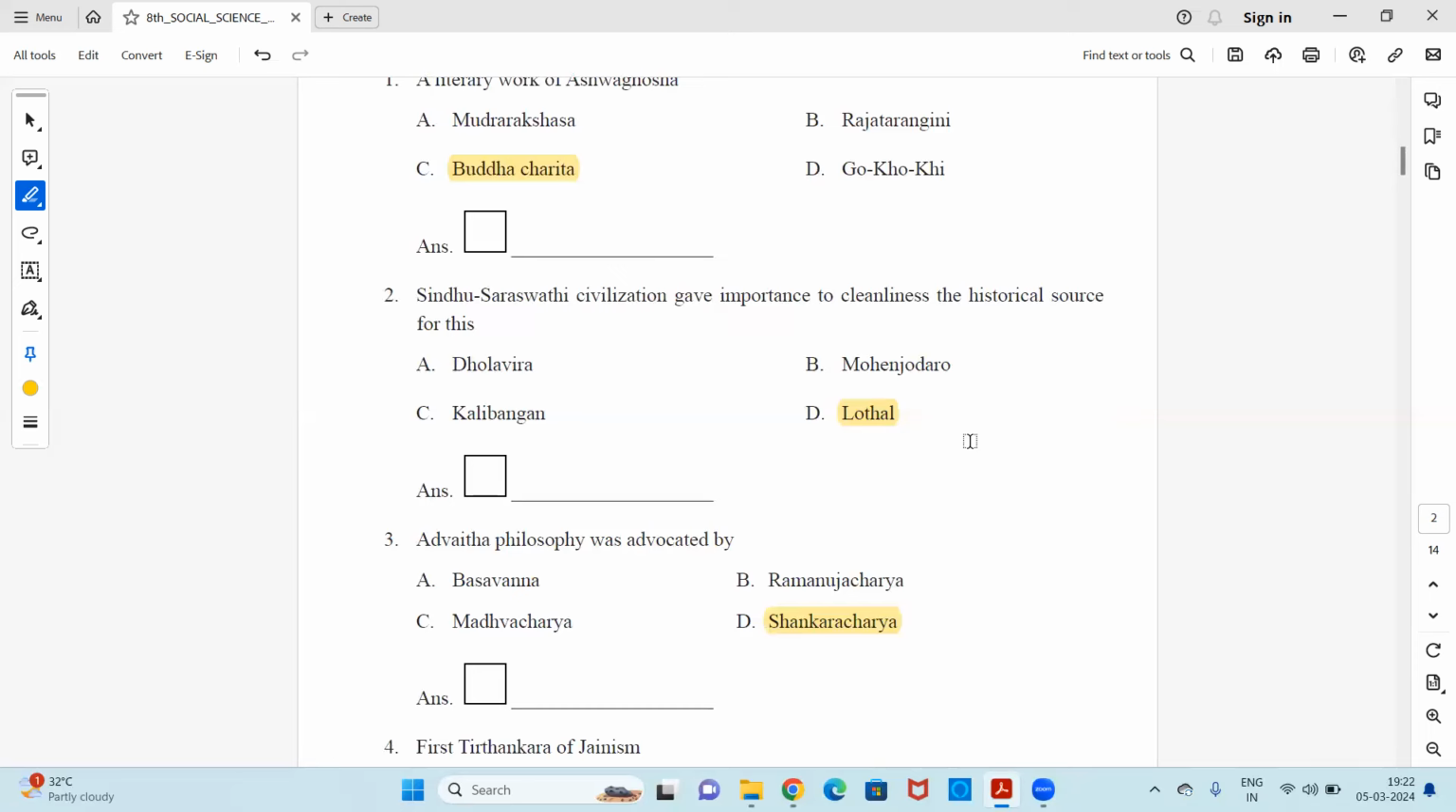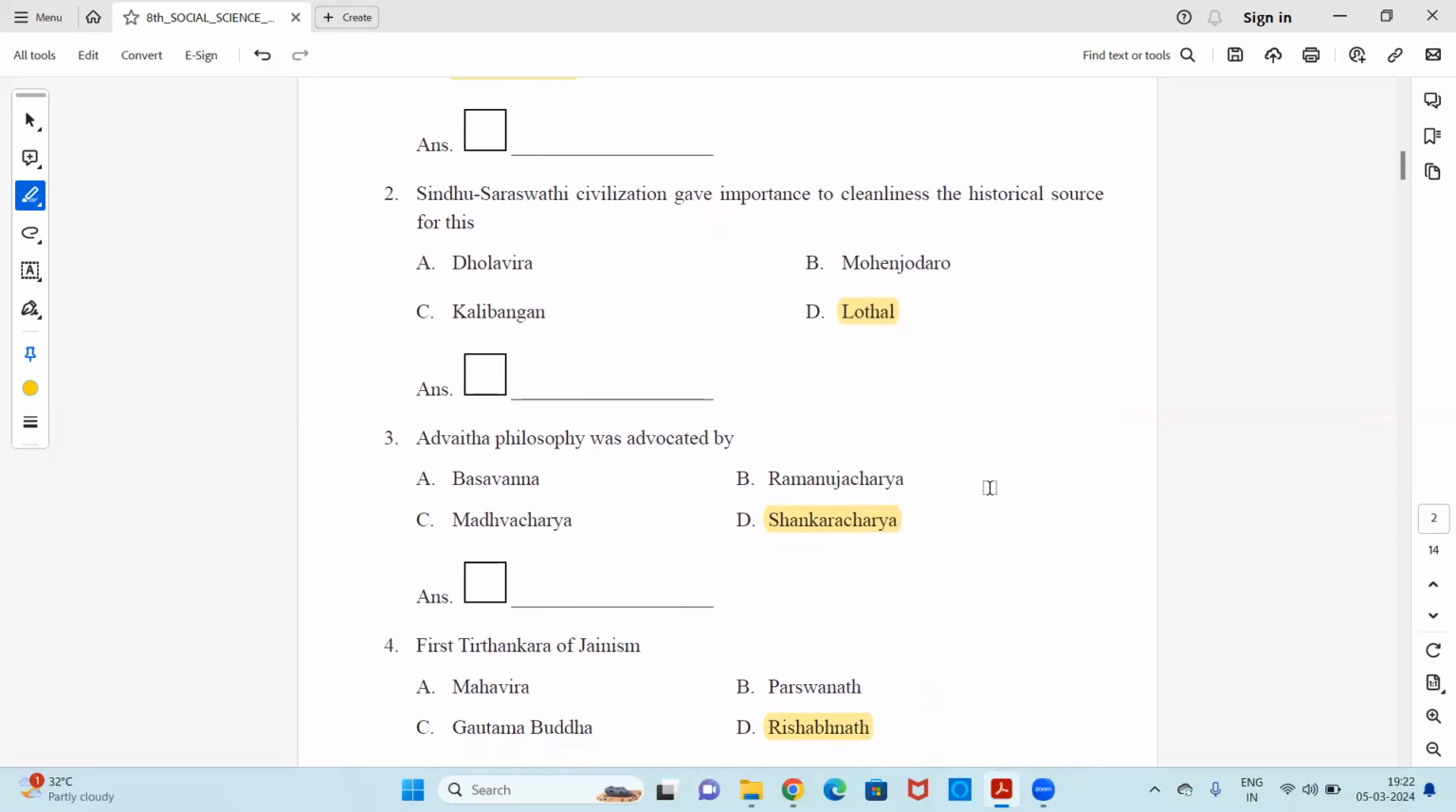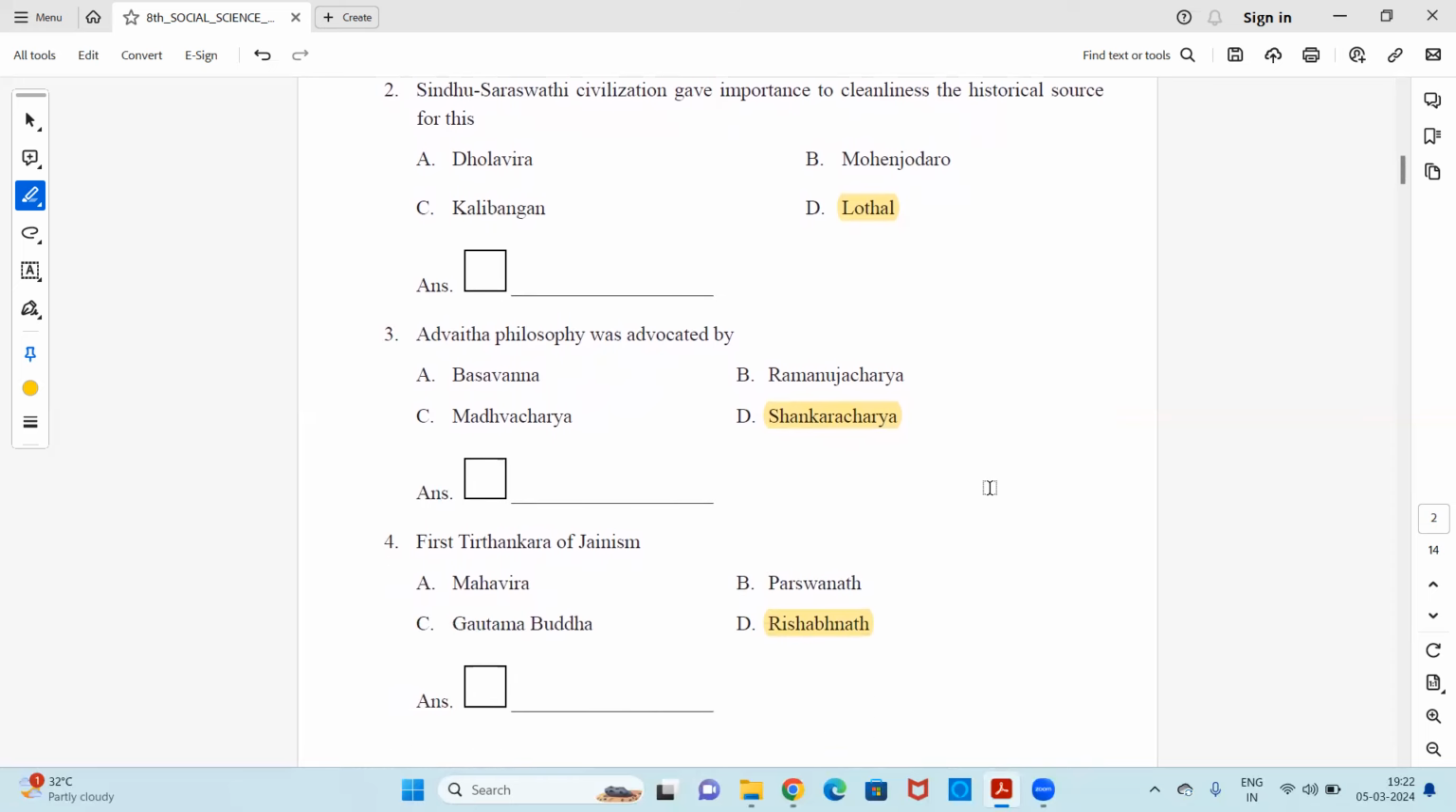Next, Advaita philosophy was advocated by dash. Was it Basavanna, Ramanujacharya, Madhvacharya, or Shankaracharya? The answer is option D, Shankaracharya. Next, the first Tirthankara of Jainism. Who was the first Tirthankara? Was it Mahavira, Parshvanatha, Gautama Buddha, or Rishabhanath? The answer is option D, Rishabhanath.